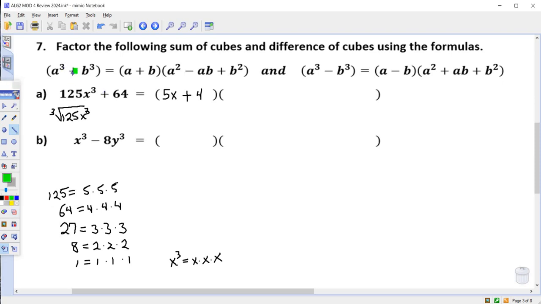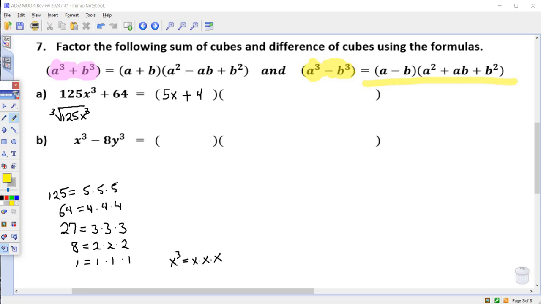All right, we got a sum here, so I'm going to use a sum of cubes. All right, we got a sum of cubes here. Over here on the other end, we have a difference of cubes, because it's subtraction, right? And I'll use this formula over here for a difference of cubes, right? They're both the exact same formula. The only difference is the signs in between the terms.